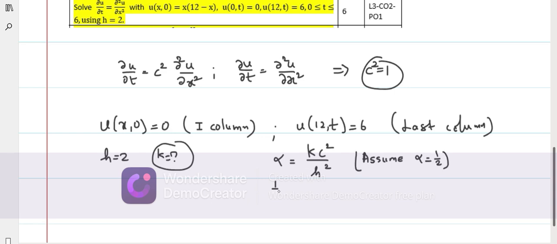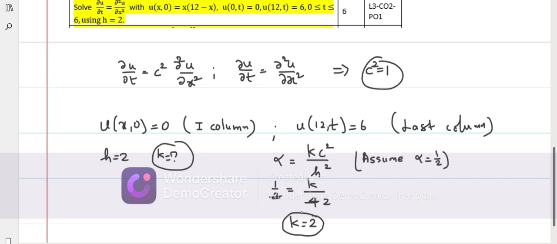So 1 by 2 equals k into c², which is 1, by h², which is 4. So 2 ones are 2, 2 twos are 4, right? So what is k here? k equals 2. So we got the h value as well as the k value, both are equal to 2.